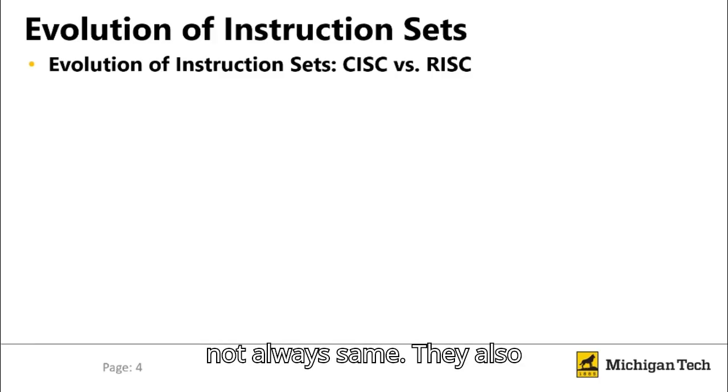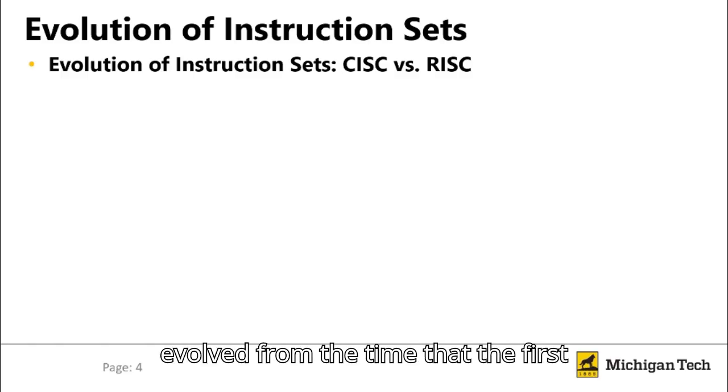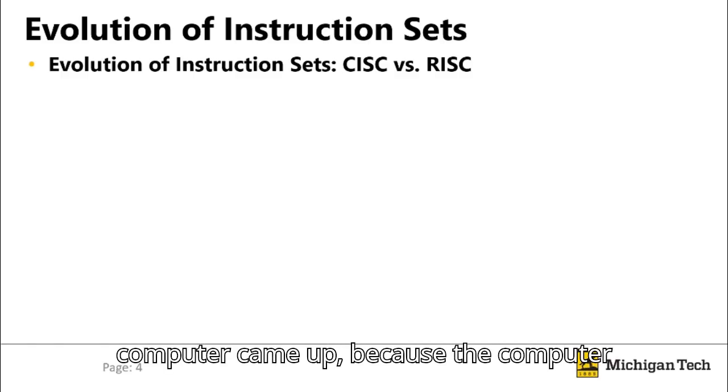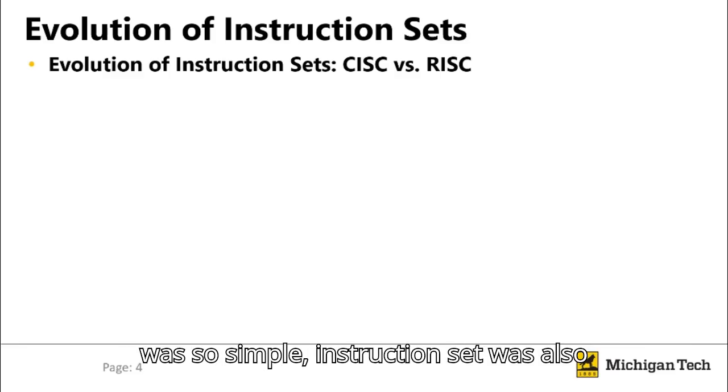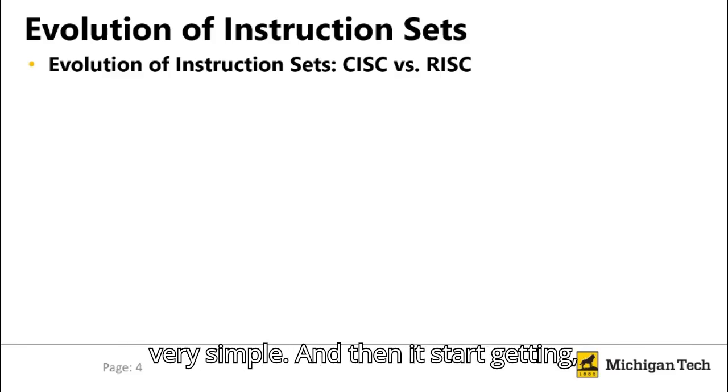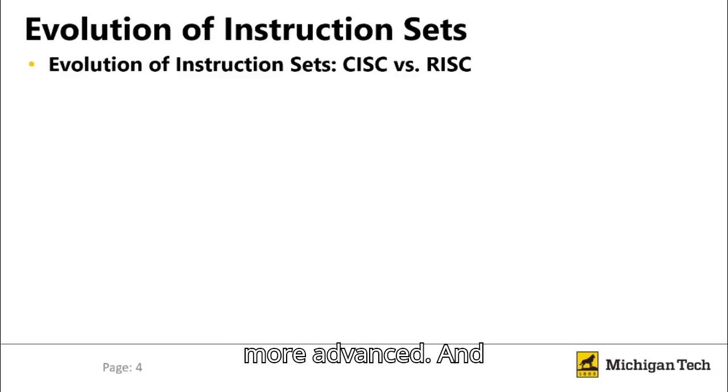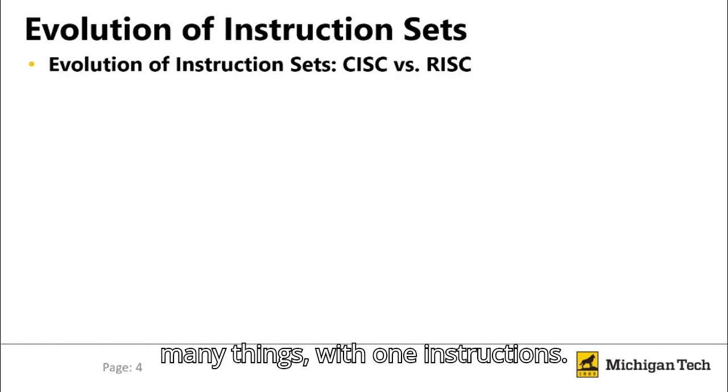But ISA or instruction sets were not always the same. They also evolved from the time that the first computer came up. Because the computer was so simple, the instruction set was also very simple. Then it started getting more advanced. Instruction sets also started getting advanced, becoming bigger instructions, where one instruction does many things.